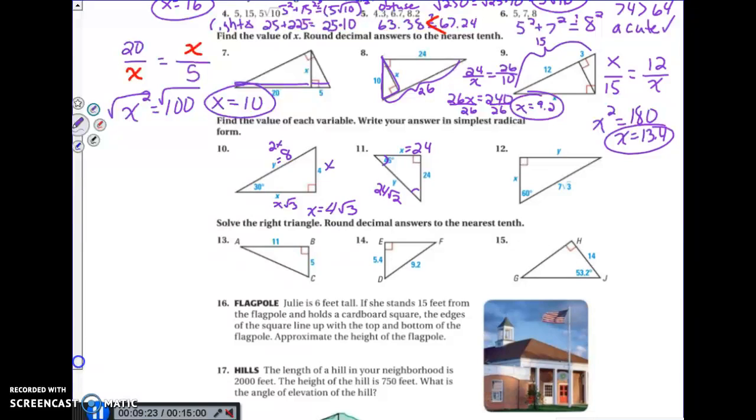Okay. Number 12 is a little bit more work. So I know that this is equal to 2x, because x is my side across from the 30-degree angle. So I'm going to just set this equal to 2x and see if I can't solve this easily. Divide by 2, and x equals 3.5 radical 3. Or you can leave it 7 over 2 radical 3.